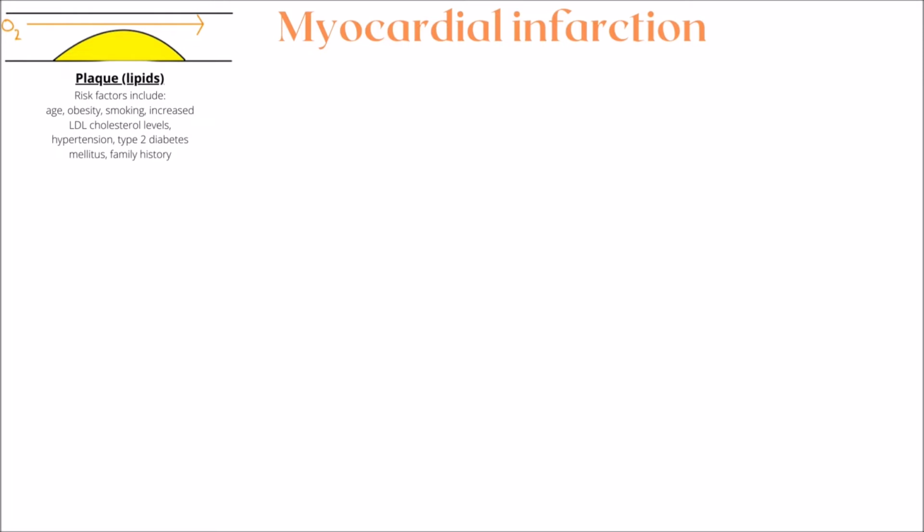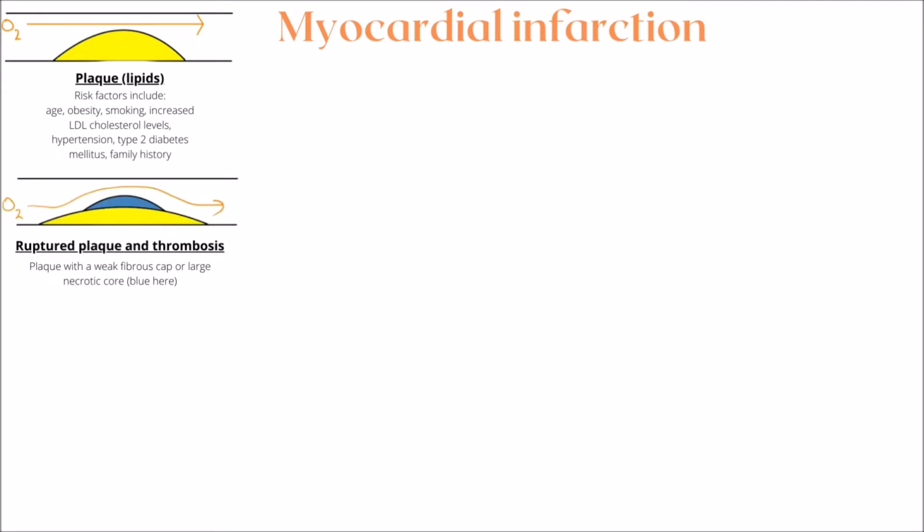to atherosclerosis. So let's do an overview on how this process occurs. Over time, lipid plaques can build up on the walls of the artery, impeding oxygen supply and leading to ischemia. The deposition of plaques can be accelerated due to risk factors such as age, obesity, smoking, high LDLs, hypertension, and type 2 diabetes. If this plaque ruptures, it can be dangerous because this can trigger the coagulation cascade.